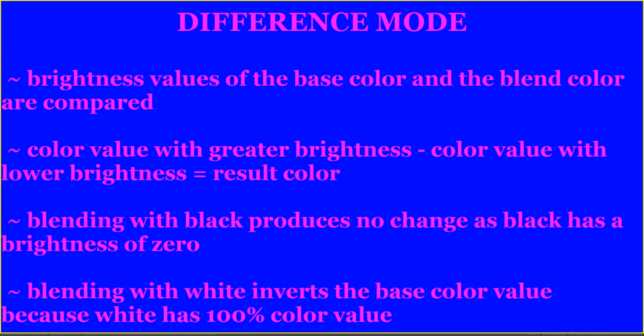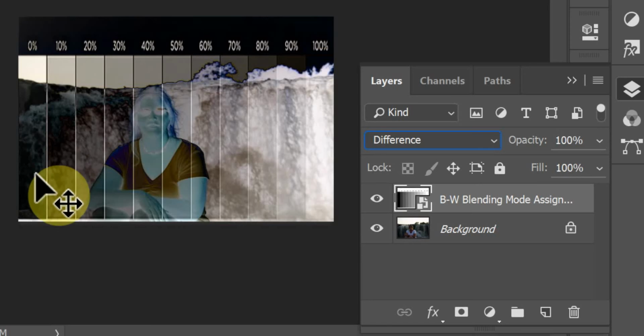With the difference mode, brightness values of the base color and the blend color are compared, and the color value that has the lower brightness is subtracted from the color value having greater brightness to produce the result color. Blending with black produces no change. As you can see over here, there's no change to the photo. Watch. None whatsoever. That's because black has a brightness of 0. So blending with white inverts the base color because the white has 100% color value.